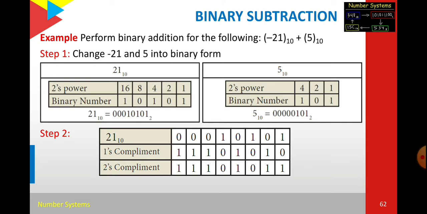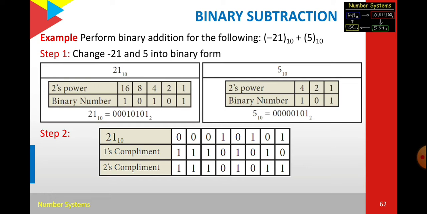Perform binary addition for the following numbers: minus 21 base 10 plus 5 base 10. We already studied how to represent negative numbers in binary representation. How many ways can you represent signed numbers in binary form? There are three different ways: sign magnitude method, ones complement method, and twos complement method. You can use any one of the methods.